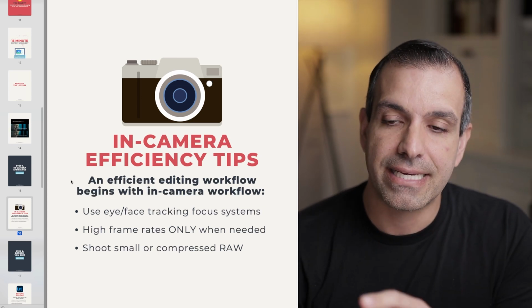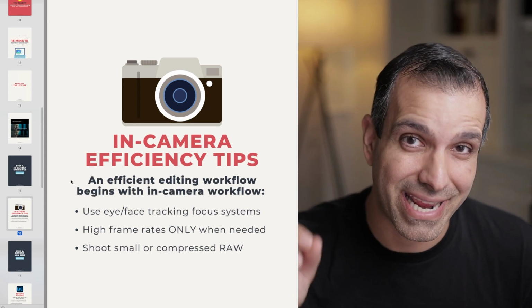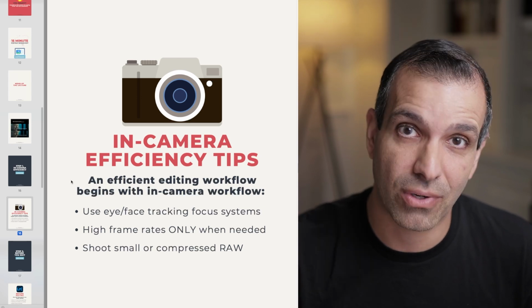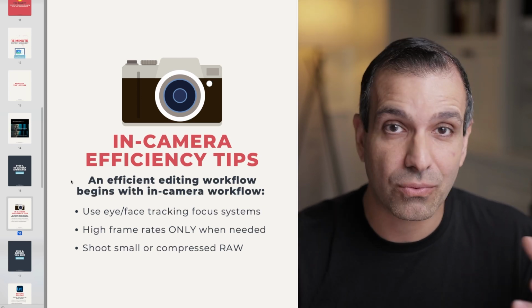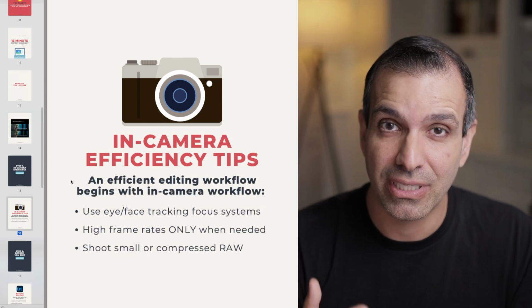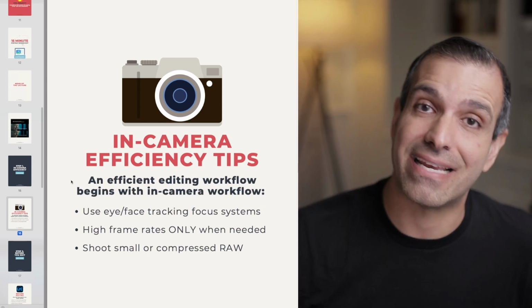Okay. The next thing is, this is a big one. I want you to shoot small or compressed RAW if your camera gives you that ability. So I shoot on the Canon R5 and it has a compressed RAW feature where I'm getting the full RAW resolution. I'm getting almost all the quality. It's imperceptible, the difference in quality. And it's going to give me files that are half the size, if not less.